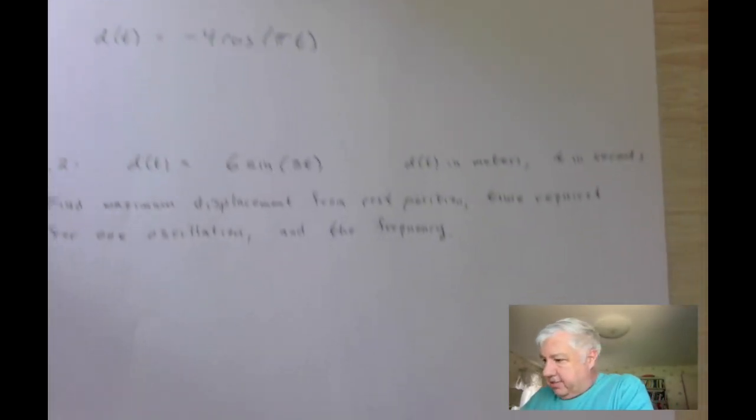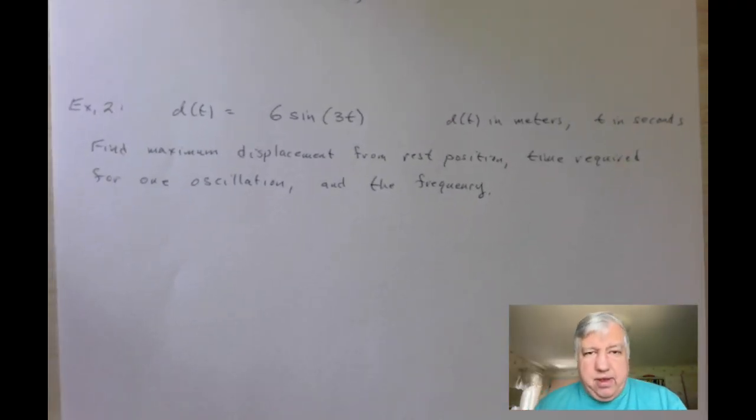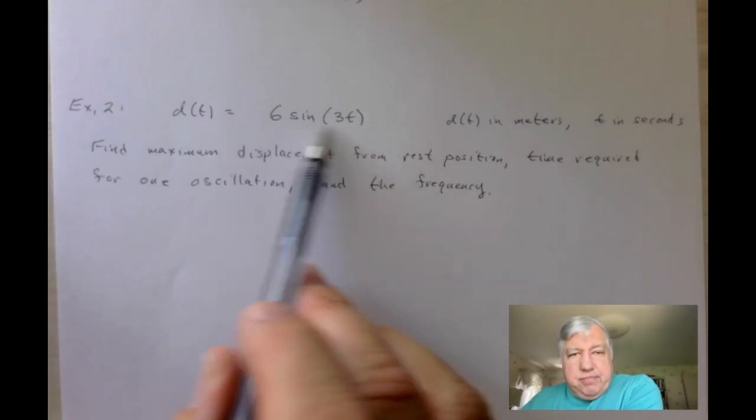For the next example, we're already given the formula for a new object which has a new kind of motion, where its displacement from the rest position is given by d = 6 sin(3t), where d is in meters and t is in seconds. So we want to find the maximum displacement from the rest position, the time required for one oscillation, and the frequency.